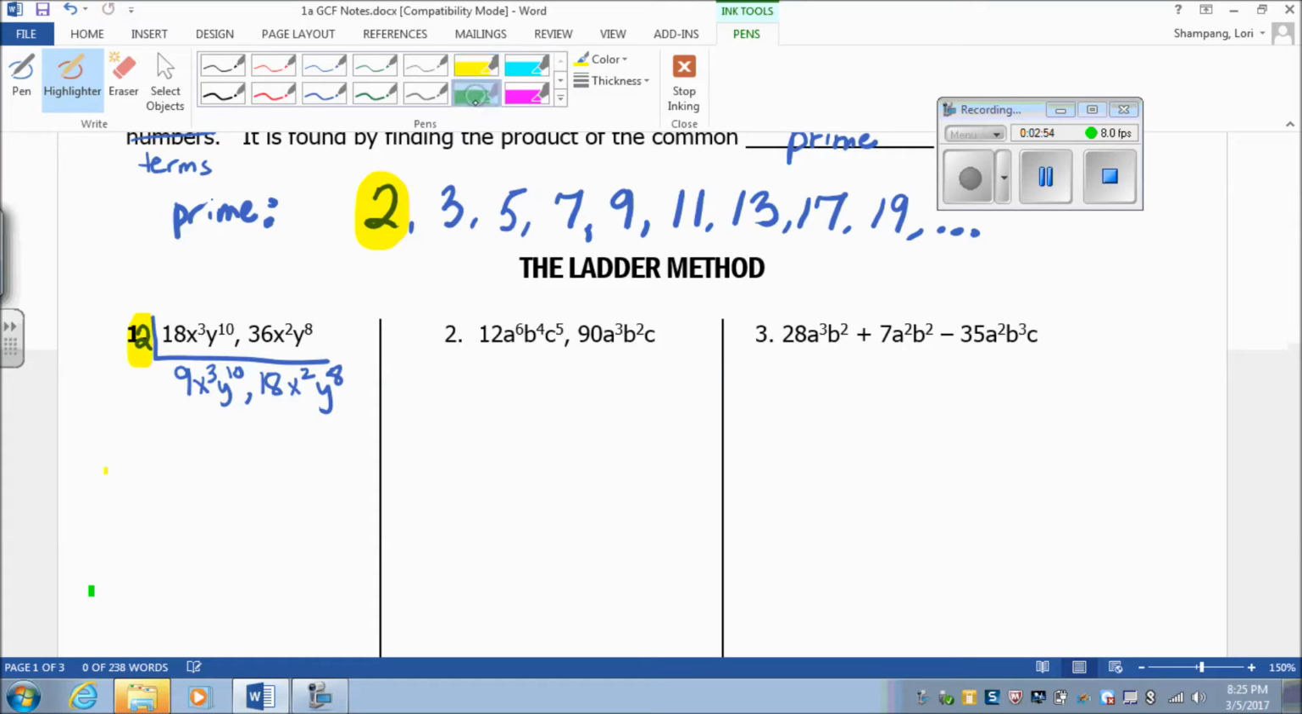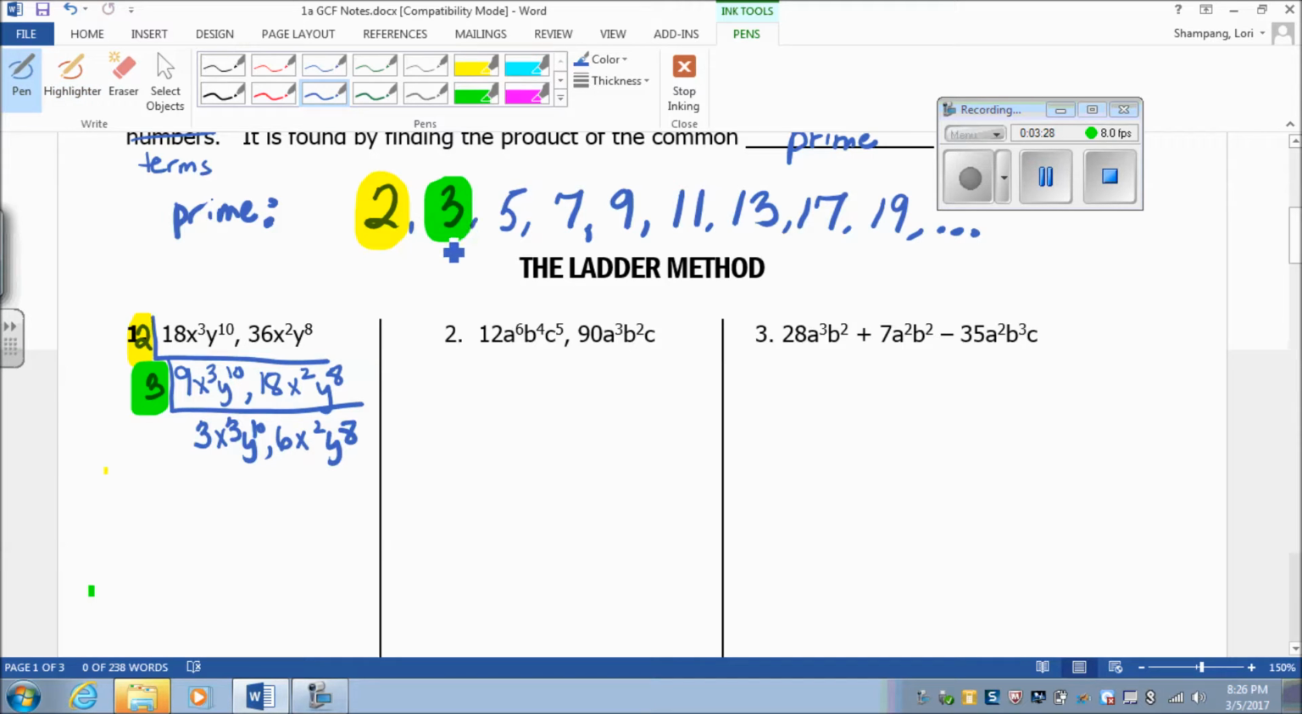Let's look at the next prime number. The next prime is 3. Are 18 and 9 divisible by 3? Yes. So let's put a 3 outside of our 2 monomials and draw that half rectangle. So let's go ahead and divide our 9 and 18 by 3. 9 divided by 3 is 3. 18 divided by 3 is 6. All right, now we have 3 and 6 left as our coefficients.